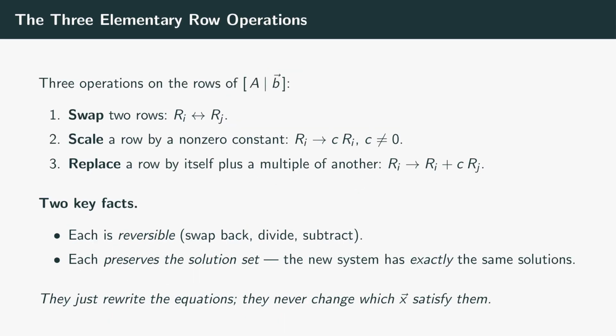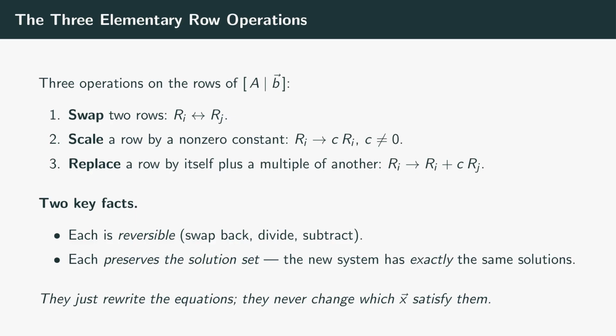Everything rests on three moves you are allowed to make on the rows of the augmented matrix. Each row is an equation, so think of these as legal ways to rewrite the equations. The first move is to swap two rows, just reorder two equations. The second is to scale a row, multiplying every entry in it by a non-zero constant, that is multiplying an equation through by a non-zero number. The third, and the workhorse, is to replace a row by itself plus a multiple of another row, that is adding one equation to a multiple of another.